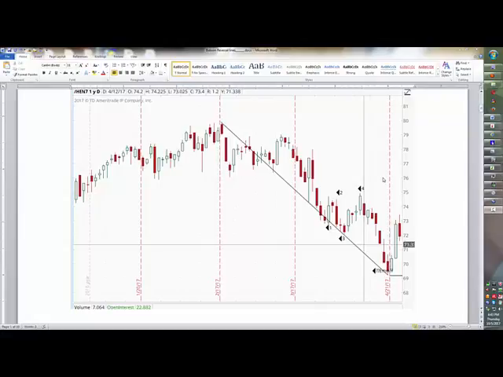When you have a reversal point, you will find that prices will go the other way typically for several weeks.